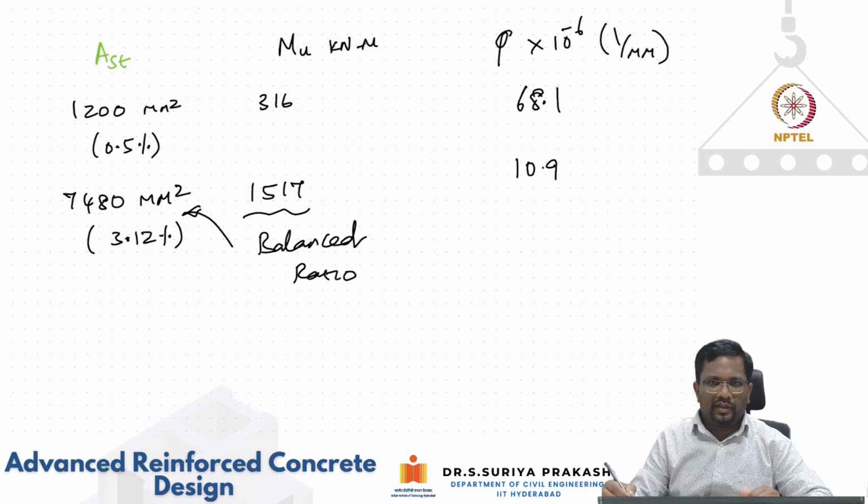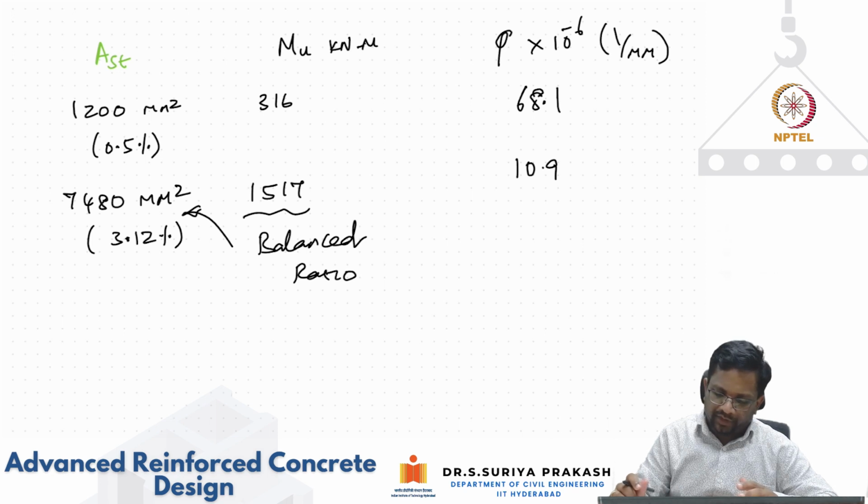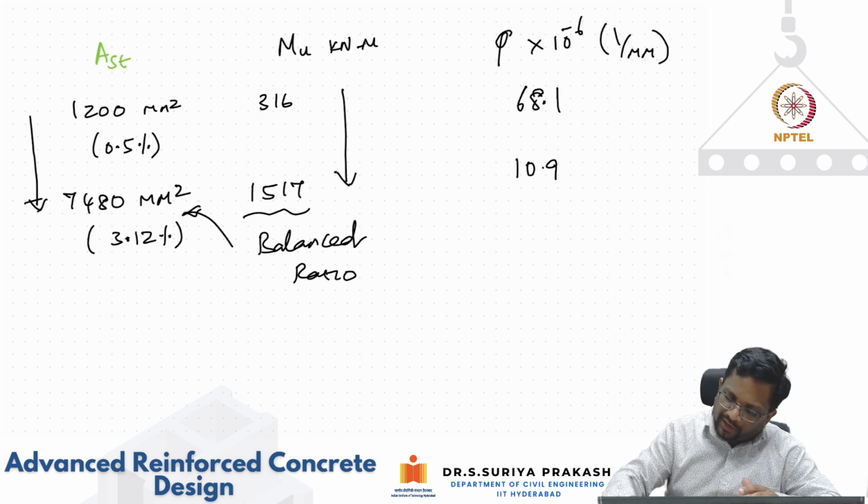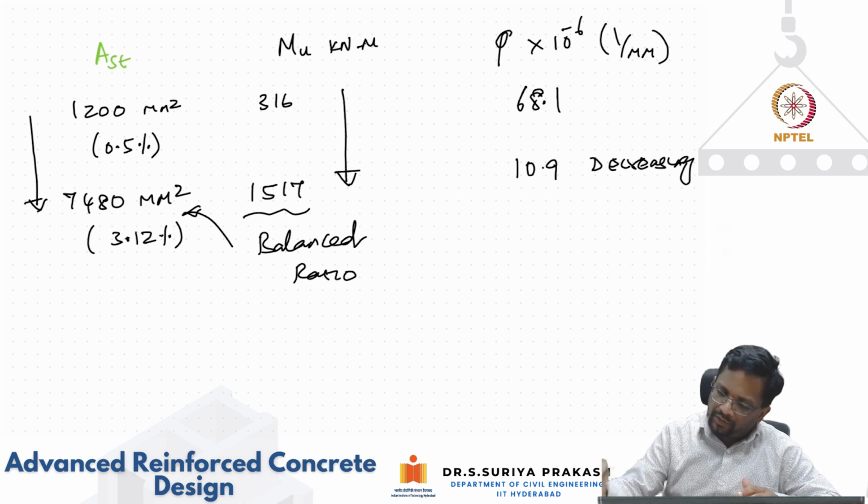We will see that in the next parts. If you put steel more than the balanced ratio, you will not get much benefit in increase in moment capacity. At the same time, the curvature also will slightly reduce. So putting steel more than the balanced reinforcement ratio is not really going to be advantageous in a singly reinforced section. So with increase in steel, the moment capacity is increasing, but however, the curvature is decreasing.